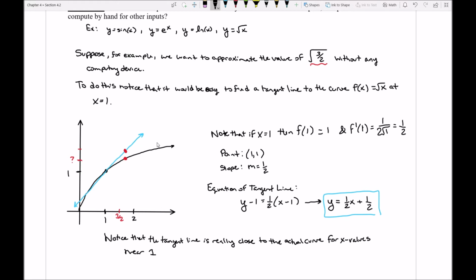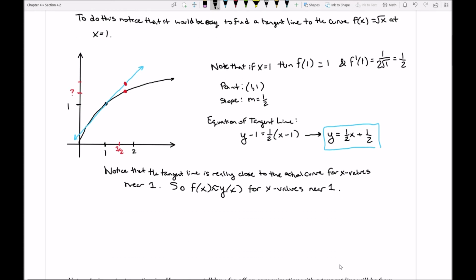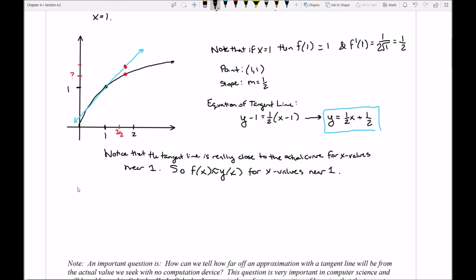But the further away I go from 1, I can start to see that the gap between the blue function and the black one continues to grow. So my tangent line is really close to the actual curve as long as I have x values that are near the value of 1. So another way to state this would be that f(x) is pretty similar to y(x) for x values near 1.